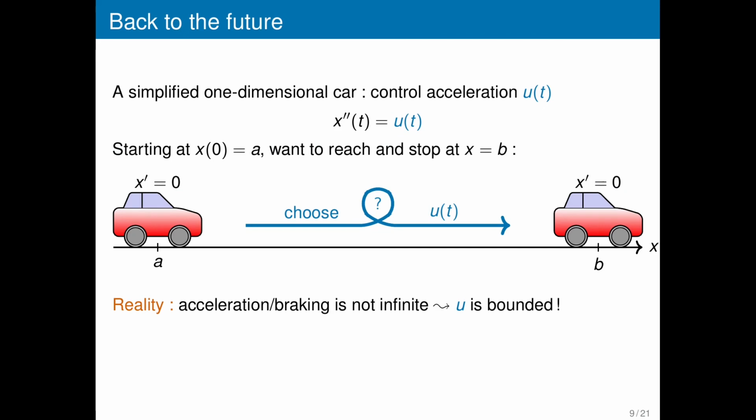However, going back to the example of the car, remember that in practice, the acceleration and the braking power of a car is not arbitrary. In fact, it is very much finite, which means that U will be bounded. This means that this very simple one-dimensional example of a car does not fit into any of the two theorems I've stated before. In fact, there are very few decidability results in the literature about the point-to-point reachability problem.